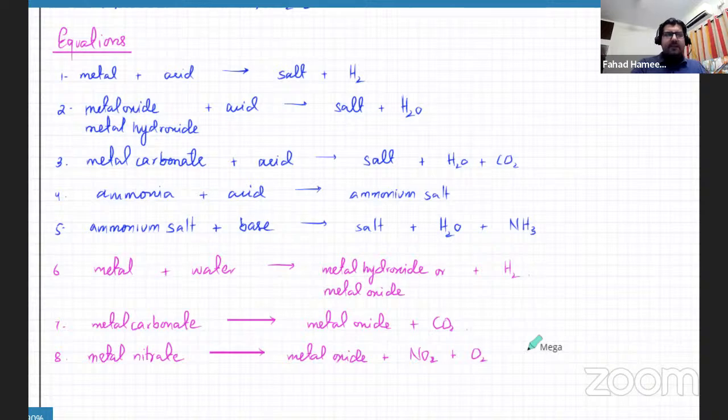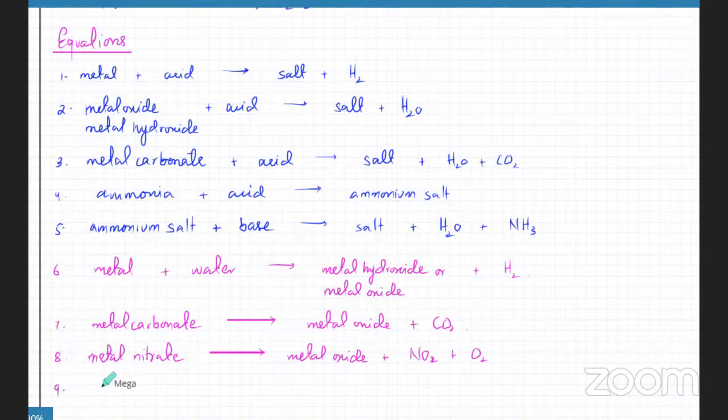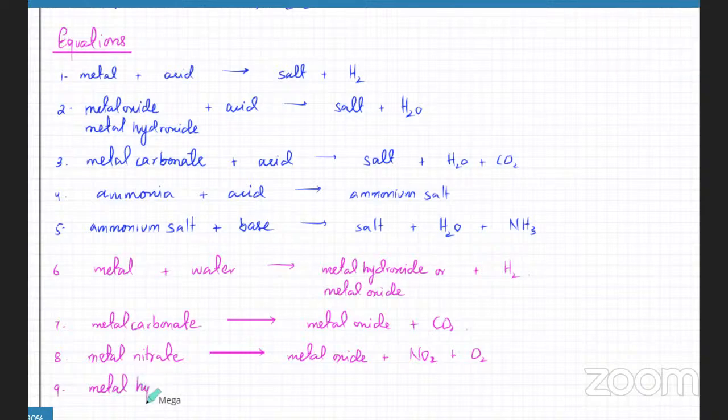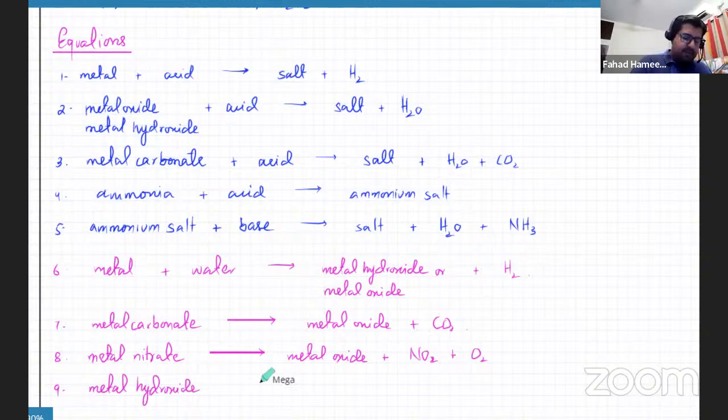Any other reactions apart from these? I'm keeping organic chemistry out of this right now. There's a metal hydroxide decomposition as well. What happens when you decompose a metal hydroxide, when you heat it strongly? We get metal oxide and water. So you're going to get metal oxide plus water.